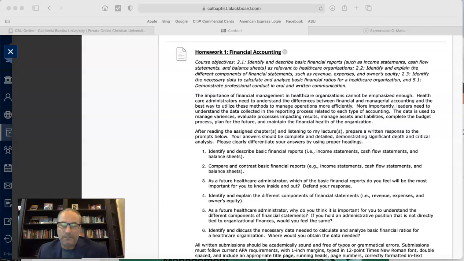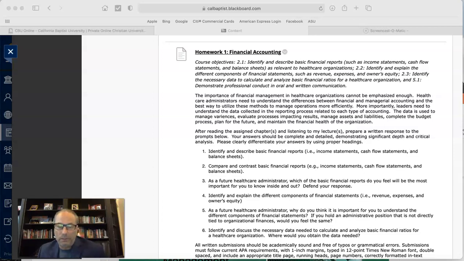Question number 6, identify and discuss the necessary data needed to calculate and analyze basic financial ratios for a healthcare organization. Where would you obtain the data needed? Here it would be great if you could identify some different financial ratios that would be important in evaluating an operation within a healthcare organization. And what data would you need? Where would you get it?